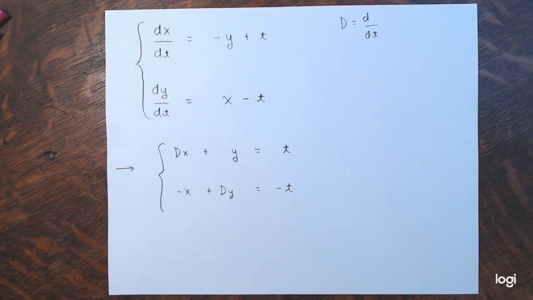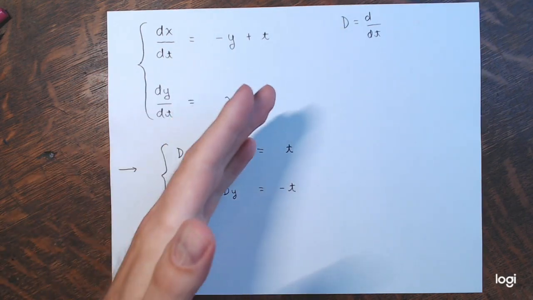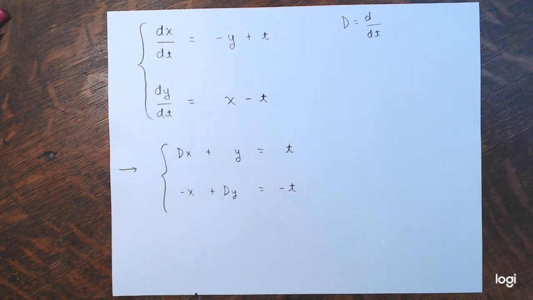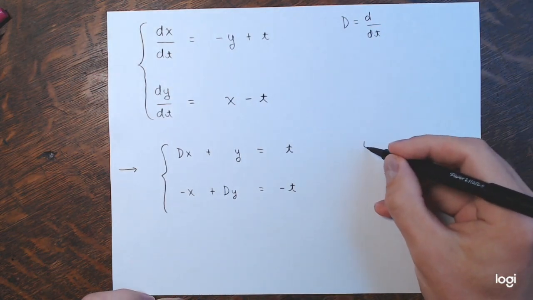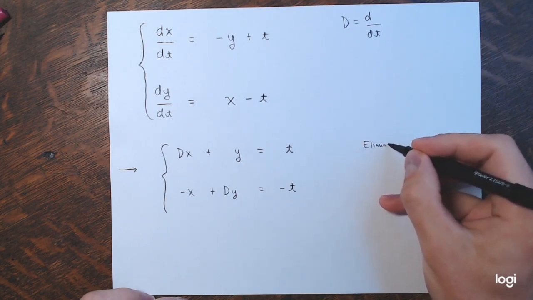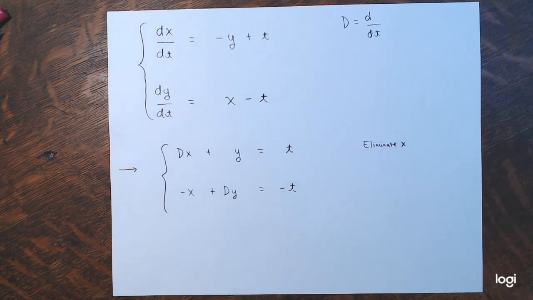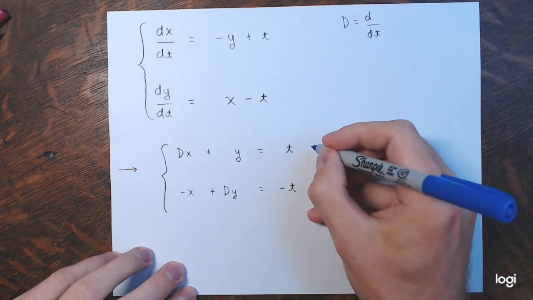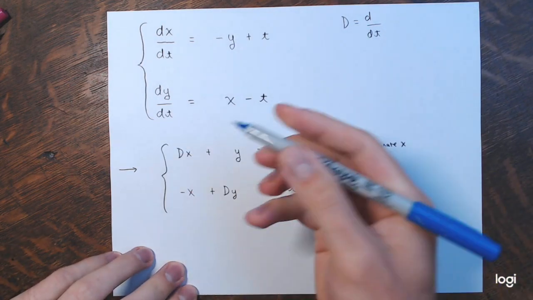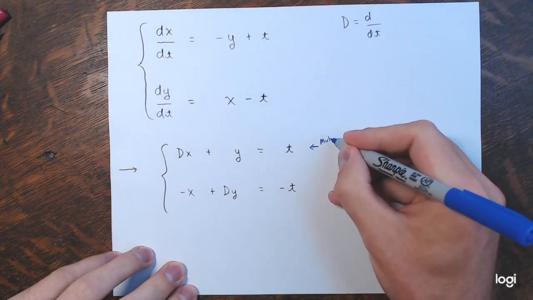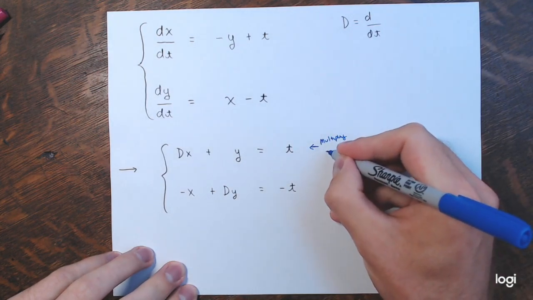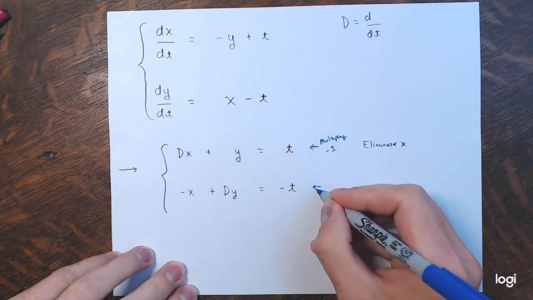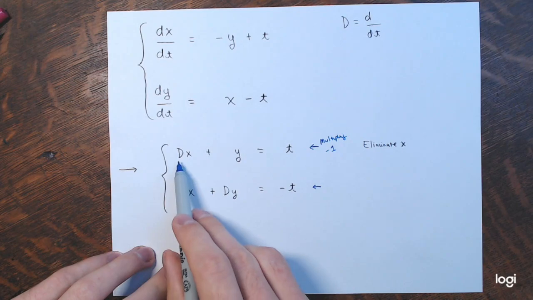Okay. So I've got the same setup as in the first example: my x's and y's, my dependent variables, lined up on one side, independent variable stuff lined up on the other. And I think an easy thing to get rid of here would be x. So I'm going to eliminate x by doing the following. To this first equation, I would simply multiply by negative 1. And to this second equation, I'm going to apply the differential operator d.